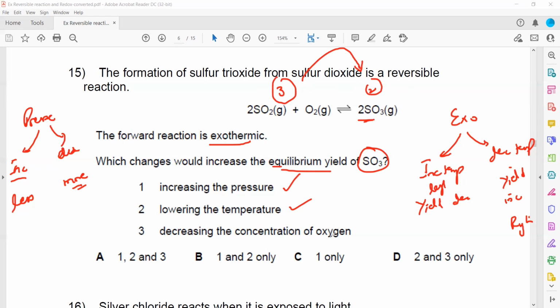What about decreasing the concentration of oxygen? If we reduce the amount of oxygen, removing a reactant shifts the equilibrium backward, so it won't give you more sulfur trioxide; it will reduce the amount of sulfur trioxide. So increasing the pressure and lowering the temperature will increase the yield of this reaction. Is it clear? Any discussion on question 15?